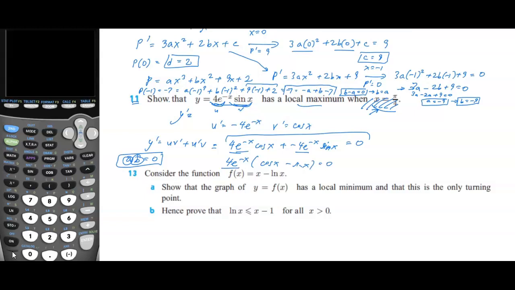Is 4e to the negative x ever equal to 0? No, because there's an asymptote at the horizontal line at 0. So the only thing that can equal 0 is cosine x minus sine x. That has to be 0. Cosine x equals sine x. Sine x divided by cosine x equals 1. So tangent of x equals 1.